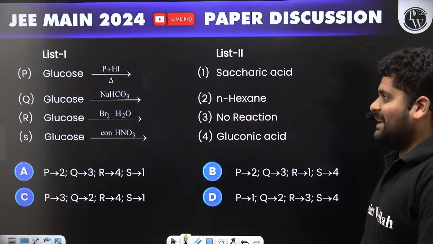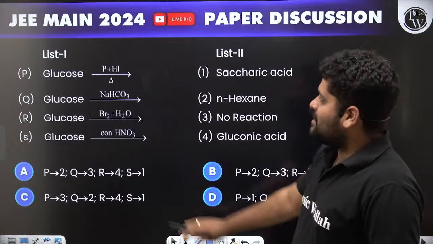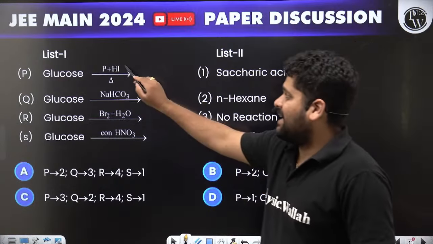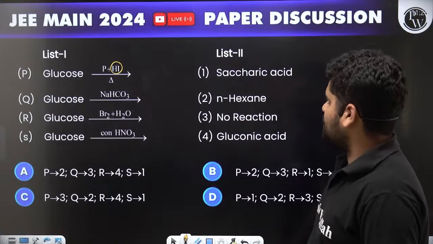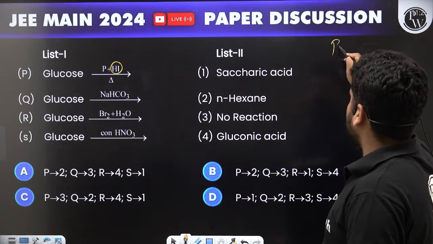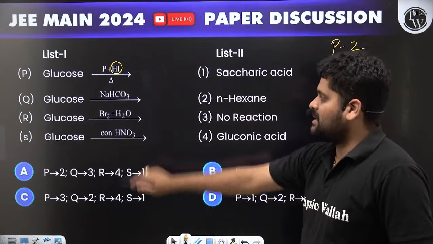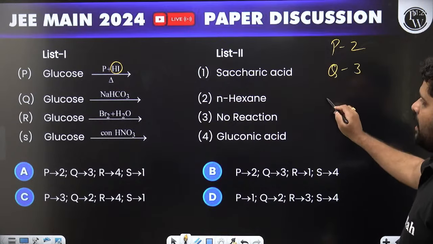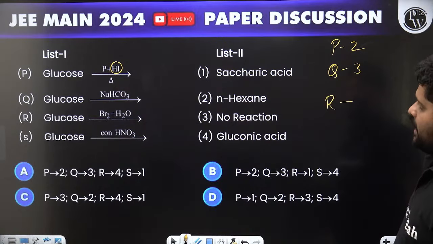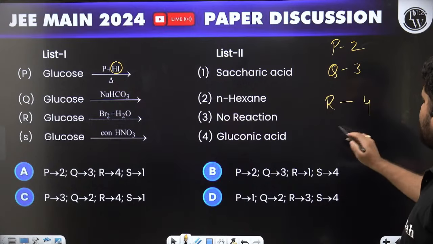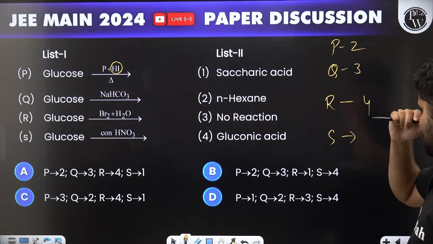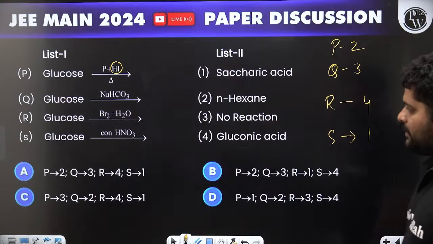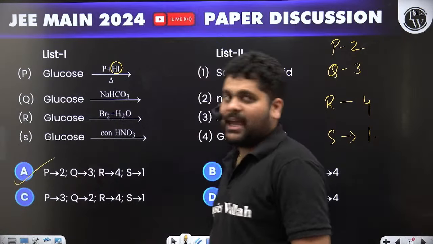Okay, right. Next one, see. Glucose with red phosphorus plus HI. When we add HI, we are going to get n-hexane. So, P should go with 2. Next, glucose does not react with NaHCO3. Q should go with 3. Glucose with bromine water will give gluconic acid, R with 4, and saccharic acid for concentrated HNO3, S with 1. So 2, 3, 4, 1, we have it in option A.